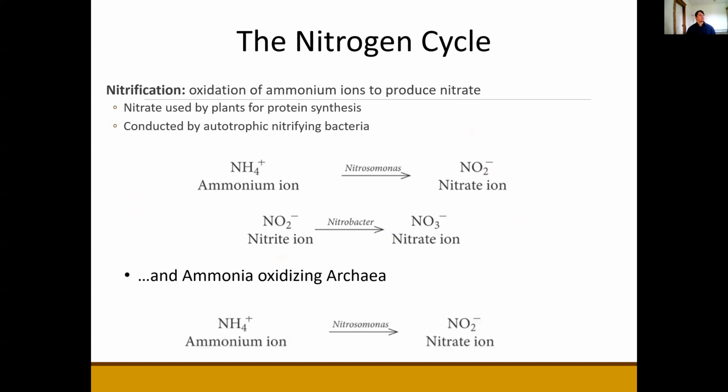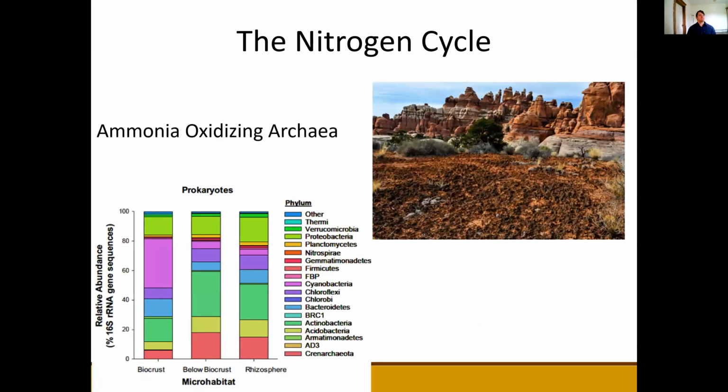Then we look at nitrification. This is the oxidation of ammonia ions to produce nitrate. Nitrate is used by plants for specific protein synthesis and conducted by autotrophic nitrifying bacteria. Here you can see those processes from the nitrifying bacteria, but it can also be done by ammonia oxidizing archaea, which would look like this. And then, that will essentially be it for the chemicals and the breakdown we're looking at.